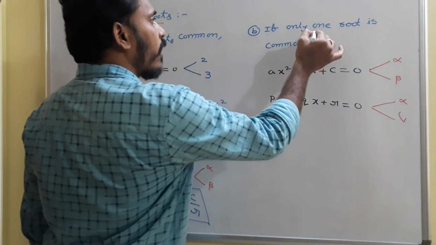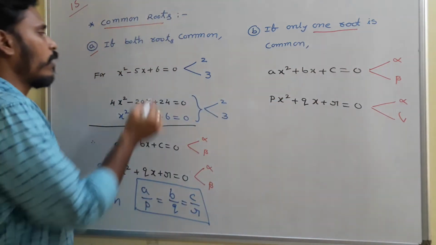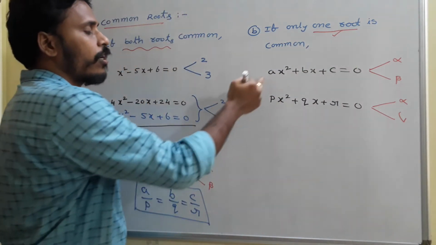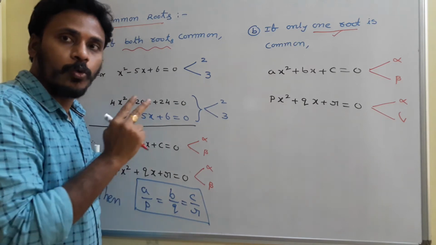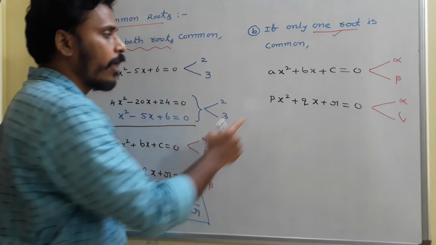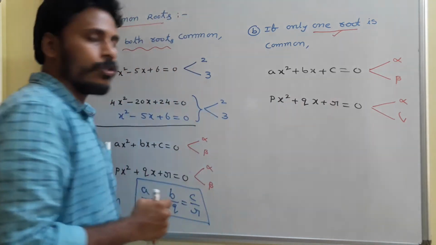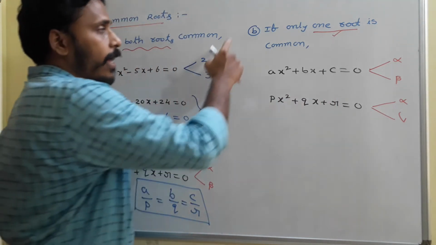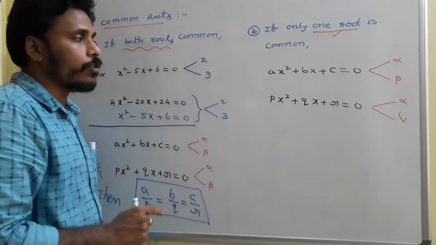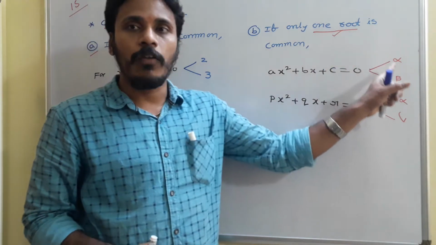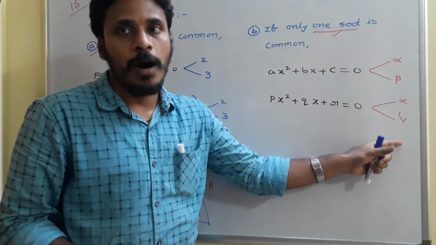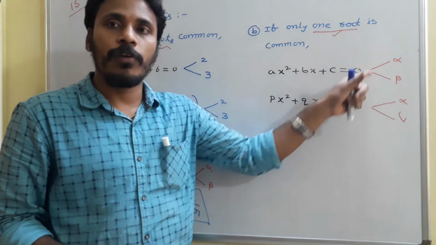Then in the second case, if only one root is common. In the first case both roots are common, here only one root is common. So initially I am starting my discussion with two equations. ax square plus bx plus c is equal to 0 is one equation. px square plus qx plus r is equal to 0 is the second equation. As per the case, one root is common for these two. So suppose the roots of the first equation are alpha beta, then the roots of the second equation will be alpha and gamma. So alpha is a common root for these two equations.